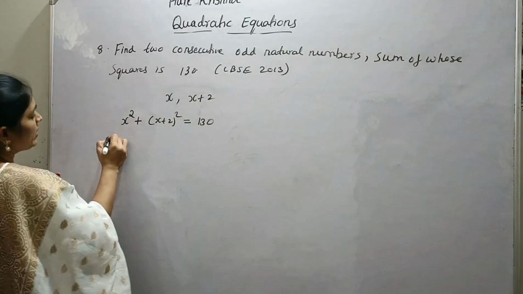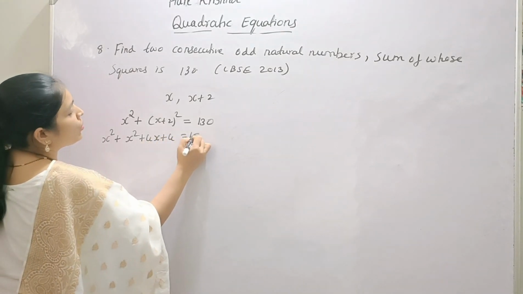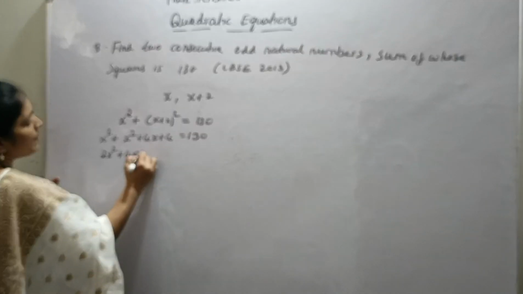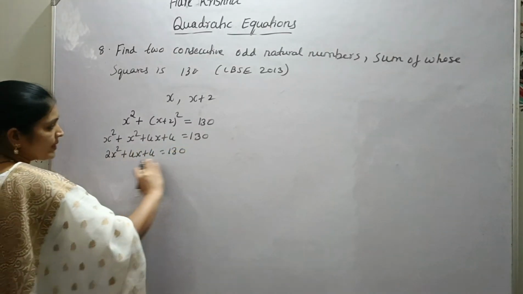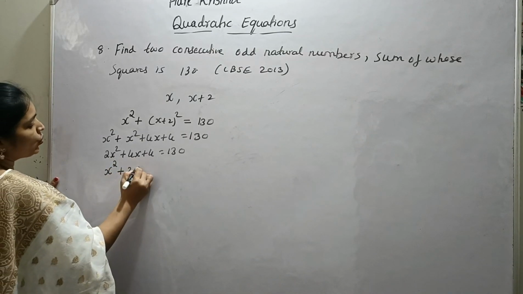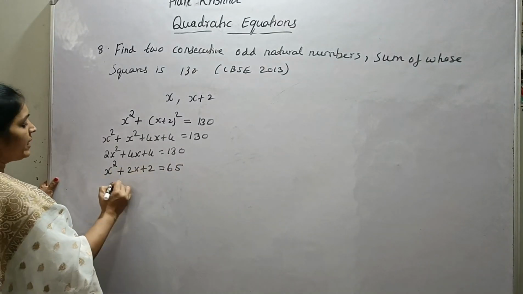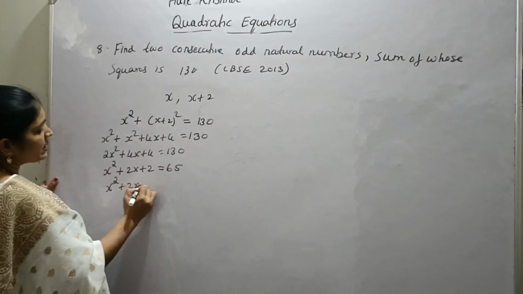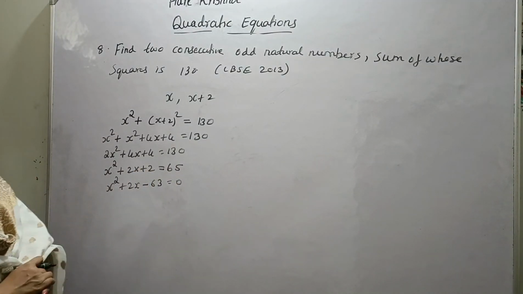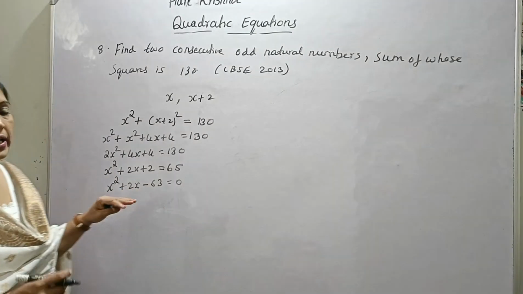Now simplify this one. x square plus 4x plus 4 is equal to 130. That is 2x square plus 4x plus 4 is equal to 130. See, 2 is common, so let's take it out and cancel. So x square plus 2x plus 2 is equal to 65. Take this 65 to the left side. So x square plus 2x minus 63 is equal to 0. 2 minus 65 is minus 63. So here we have to find the values of x. So let's solve it by quadratic formula.